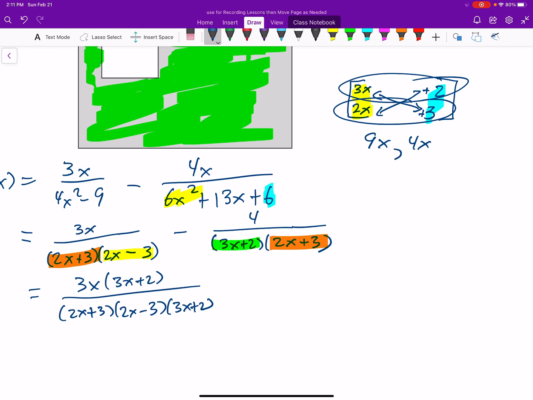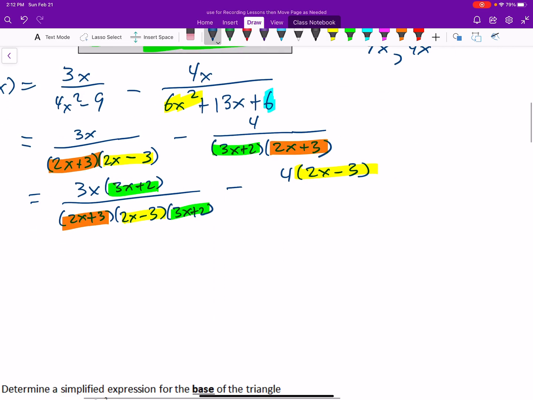Just to highlight to show where everything's coming from and where everything's going. Those are the factors. I highlighted each factor in a different color. Those are the factors in my lowest common denominator. And I had to multiply the top and bottom by 3x plus 2 to get that 3x plus 2 into that first denominator. Likewise, in the second denominator, I'm going to have to multiply the top and bottom by 2x minus 3 to get myself a common denominator.